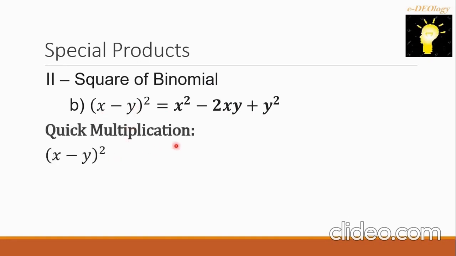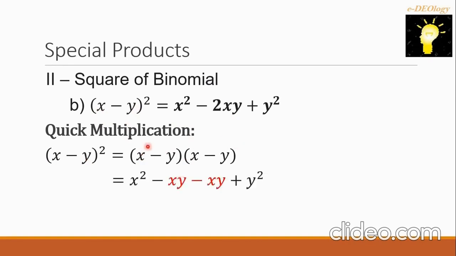So let us have a quick multiplication to verify our product here. So the x minus y all raised to 2, we can show that this is x minus y times x minus y. Then we will do the long method of multiplication. We distribute one term to the other terms. So you see here x times x will give us x squared. X times negative y is negative xy. Then the negative y times x can be written as negative xy also. Negative y times negative y is positive y squared.